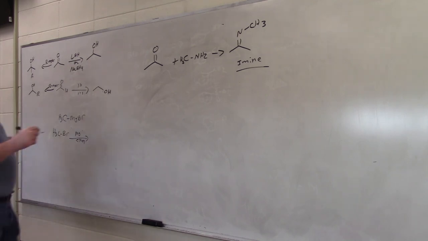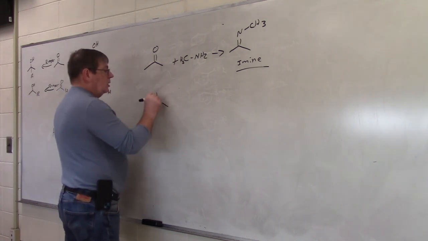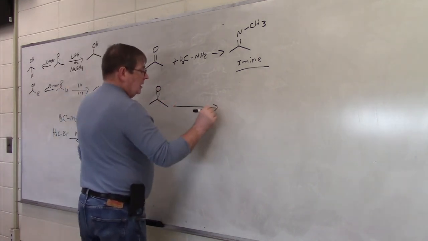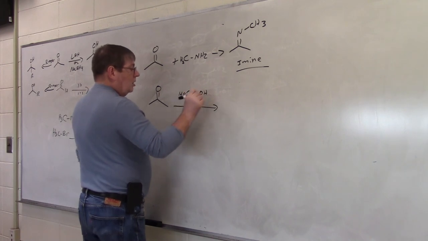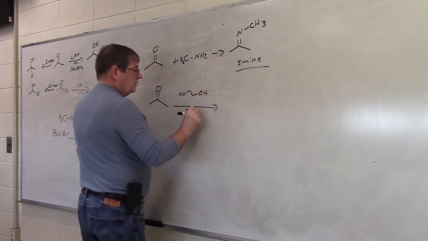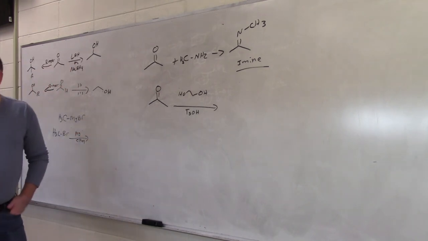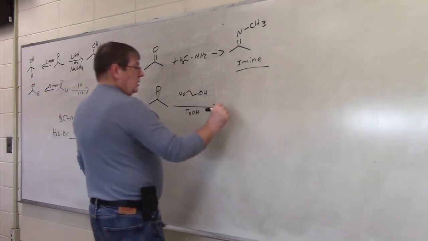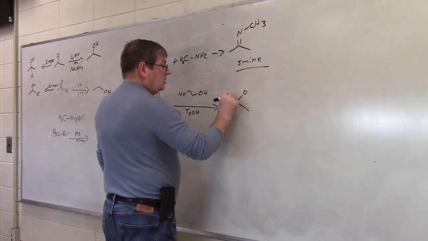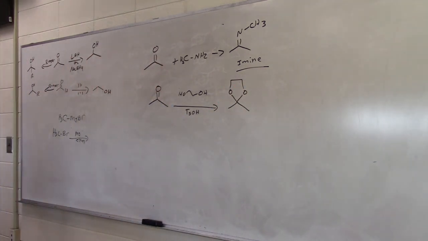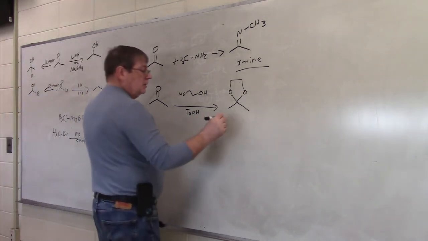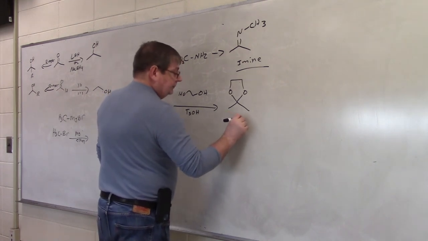We also learned that we could take a ketone or an aldehyde and react it with things like ethylene glycol and para-toluenesulfonic acid, which is just an organic version of sulfuric acid. And we can convert it from a ketone to an acetal. In this case, it is cyclic because the two alcohols are connected together, right?